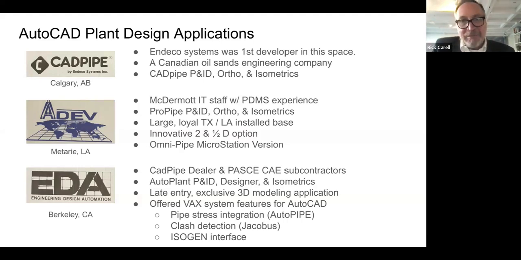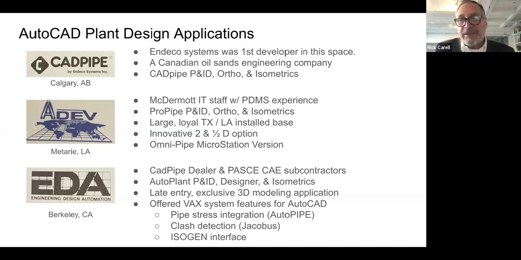It was innovative, and they also were smart. They came up with the OmniPipe, the MicroStation version, which increased their market share. So I worked at EDA in Berkeley. We were kind of the eggheads of the business. We had been a CADPIPE dealer, and we had been PACE subcontractors. So we had 3 analysis programs that were part of the PACE system.